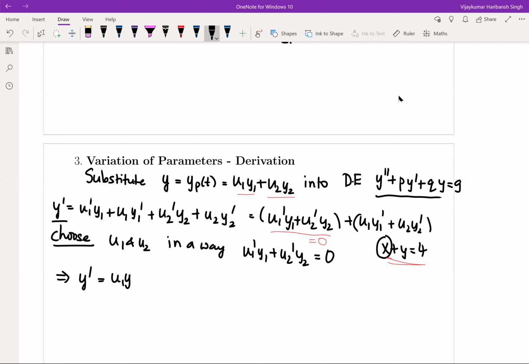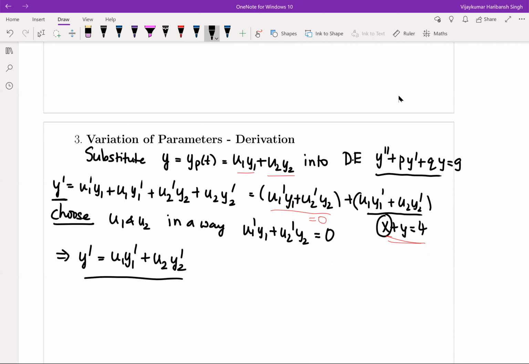So I'm setting this to 0. That means y prime will be the same as this guy here. So what do we get? We get u1 y1 prime plus u2 y2 prime. Now, again, we want to basically put this in the original differential equation here.